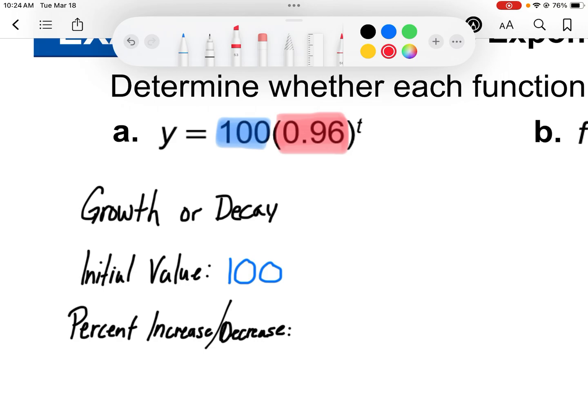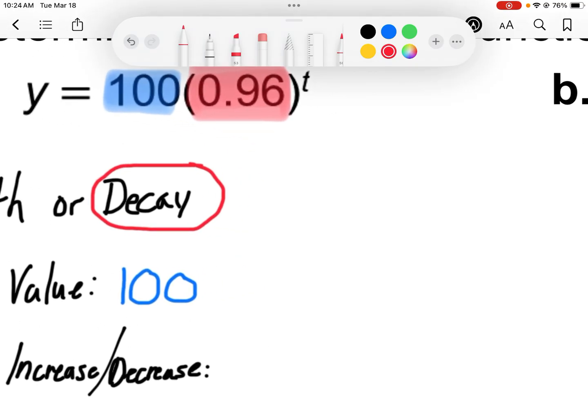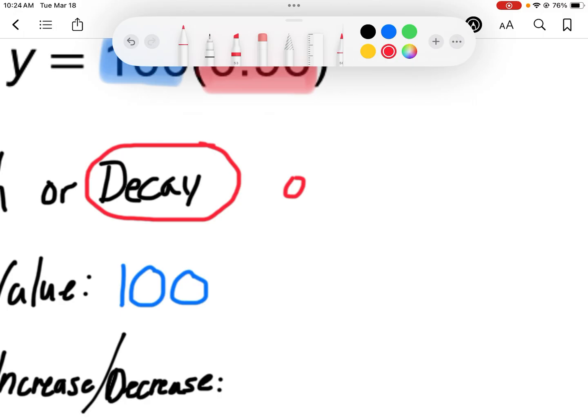So 0.96, does that represent growth or decay? We assess, is that number greater than 1, or is it between 0 and 1? 0.96 is between 0 and 1, so that represents decay. And we'll write that note. So that is decay. And that's the reason why.